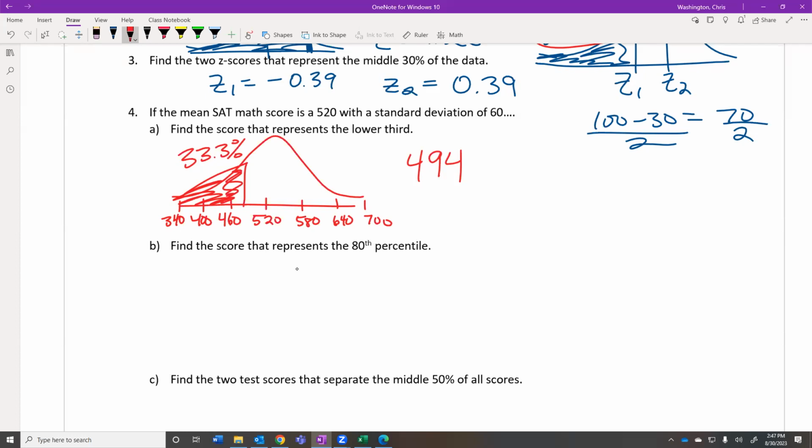What about part B? Find the score that represents the 80th percentile. Well, what does percentile mean? Percentile just means we did better than 80%. So 80% is on the left. That's pretty good. That's basically the same thing we just did.